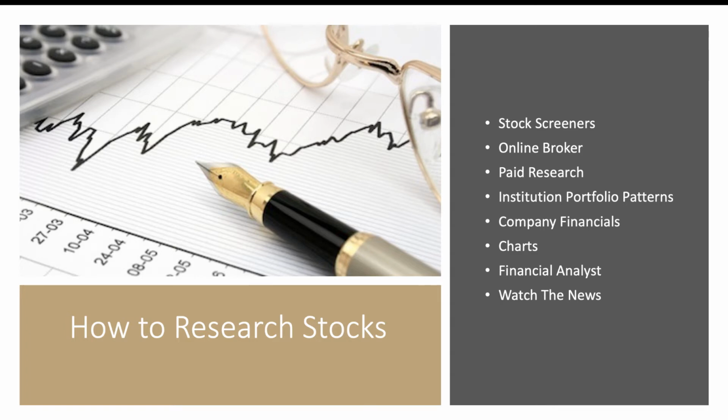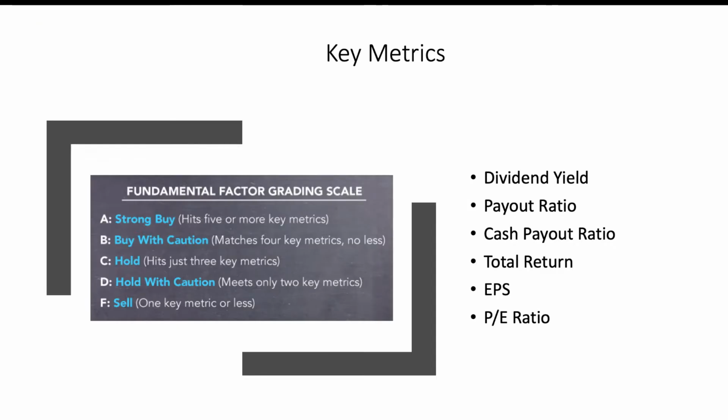Your main thing you're looking for with dividends, we're about to get into right now. Let's talk about the key metrics. Key metrics you're going to look for are dividend yield, payout ratio, cash payout ratio, total return, earnings per share or EPS, and the price over earnings ratio. Those are our 6 key metrics. From that, if you look for these for each stock that you're researching, you can come up with your own grading scale. Right now I have it where if they have at least 5 of these key metrics that are pretty good, then it's a strong buy.